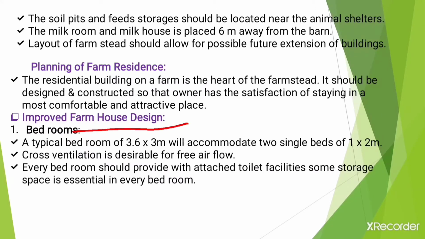A typical bedroom of 3.6 by 3 meters will accommodate two single beds of 1 by 2 meters. In this case cross ventilation is desirable for free airflow, so cross ventilation is important here. Every bedroom should be provided with attached toilet facilities, and some storage space is essential in every bedroom.